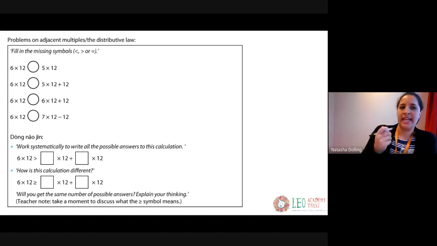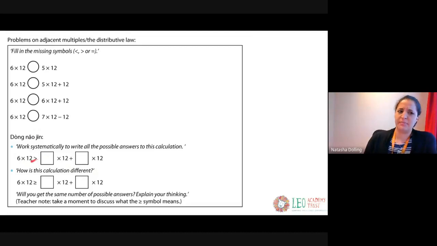I just wanted to show you again, lots of missing numbers, lots of greater than or less than. And what's really nice here is the different possibilities. So for example, in these questions here, 6 times 12 is greater than something times 12 add something times 12. What are all the different possibilities you can put in there? What is 6 times 12 always going to be greater than when you're working with times table facts? So I can think of an example. 6 times 12 is greater than 1 times 12 add 1 times 12. That's definitely going to be bigger.